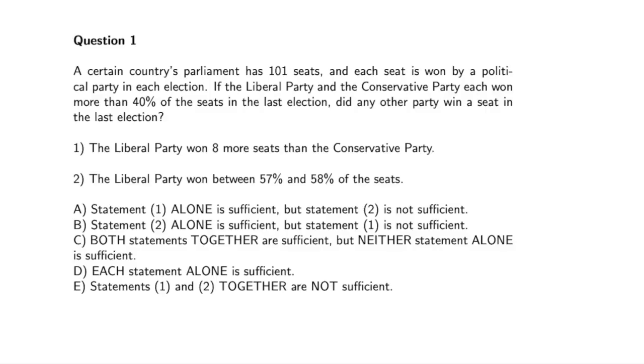So in this question, we really just want to know if the Liberals and Conservatives together won all 101 seats in the election. And if L is the number of seats the Liberals won, C the number of seats the Conservatives won, statement 1 just tells us L is equal to C plus 8. But notice what that means.